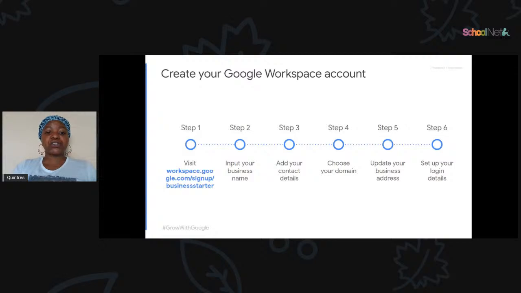that follow. You will then input your business name, the number of your employees, and the location. From there, you will add your contact details. Once you have added your contact details, you will create your domain. This can be one that you have bought or another that is suggested to you. And then you update your business address and choose your username and password. So, this is a quick, simple way to create your Workspace account.